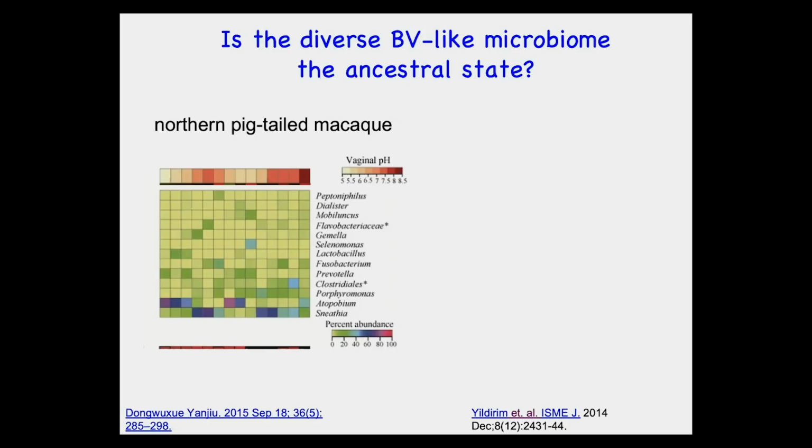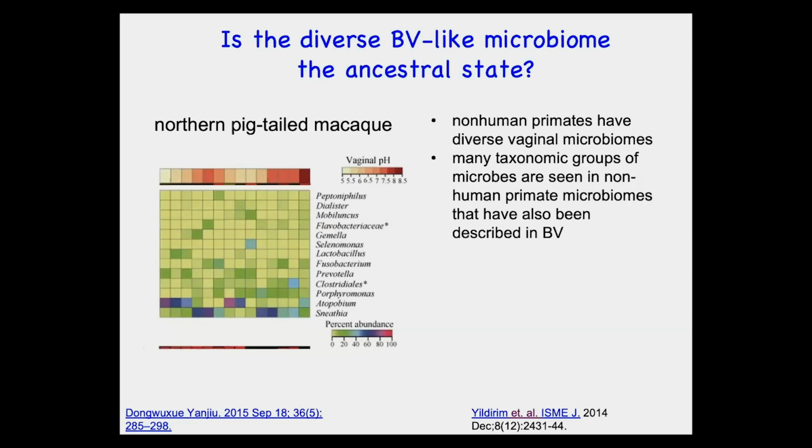So moving now into the idea that the diverse BV-like microbiome may actually be the ancestral state, I wanted to show you some data. This is from the northern pigtail macaque, but there's similar data that's been presented from a number of other non-human primates. And what you can see here is that this is a diverse microbiome, and this is also true of the other non-human primates that have been studied. There are a number of taxonomic groups that you're seeing here that have also been described in the context of bacterial vaginosis, including Atopobium and Sneathia, Prevotella, and a number of other organisms here.